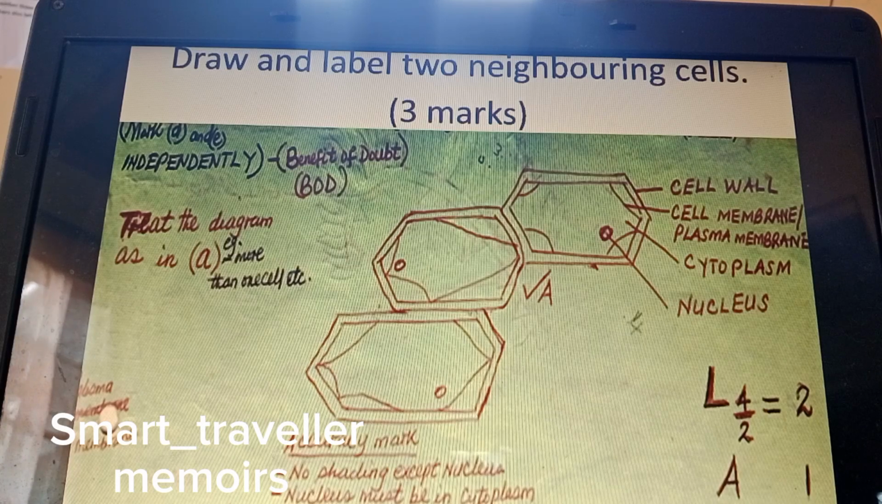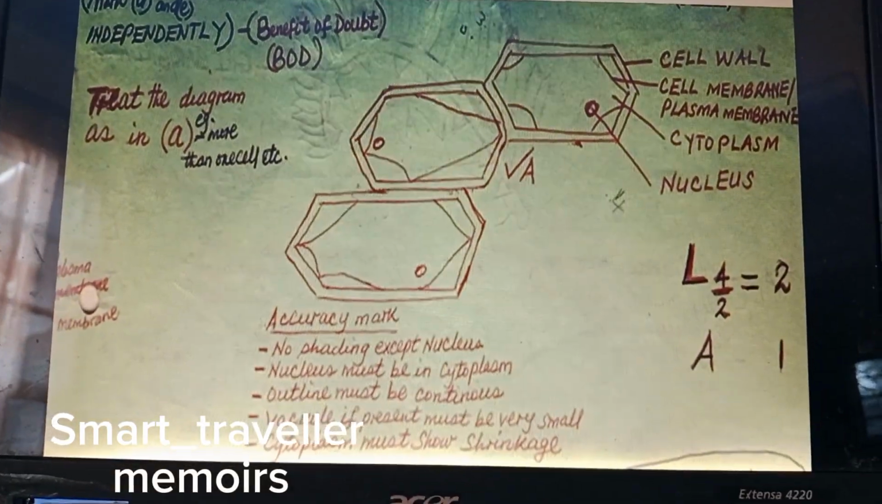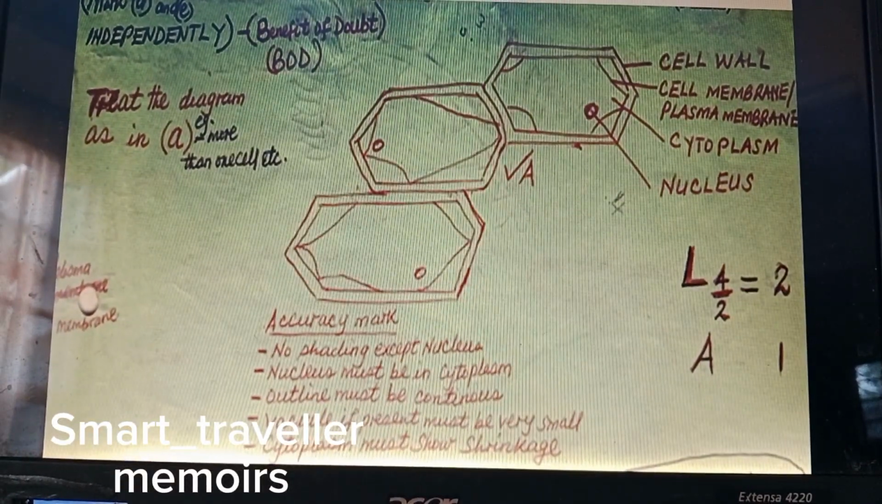All right. Accuracy mark. No shading except nucleus. Nucleus must be in cytoplasm, outline must be continuous, vacuole if present must be very small, cytoplasm must show shrinkage. Then you have the labeling here: cell wall, cell membrane or plasma membrane, cytoplasm, and nucleus.